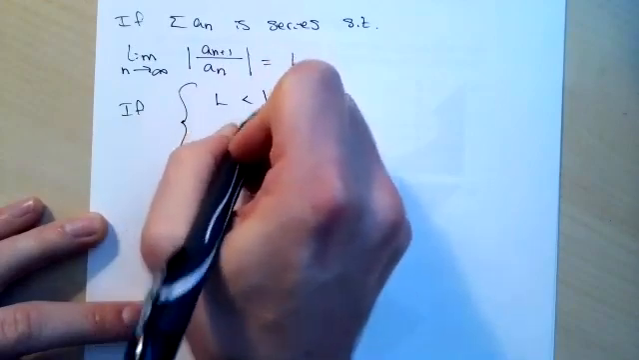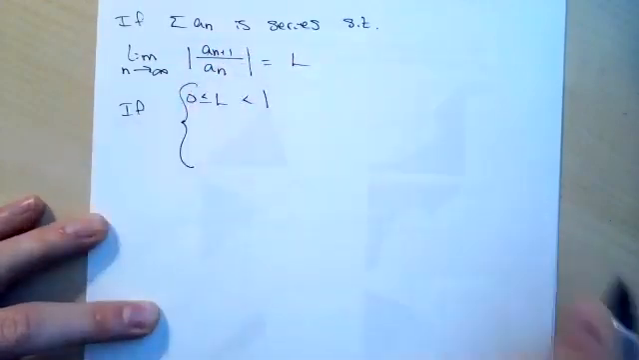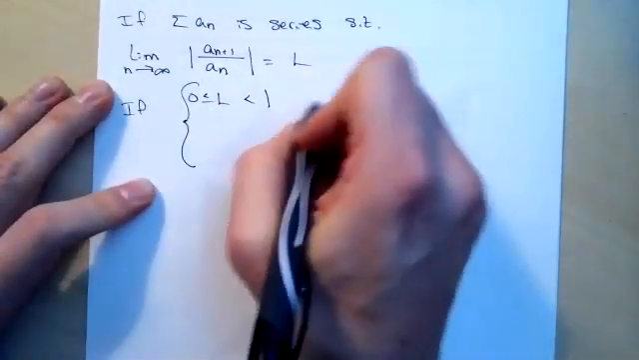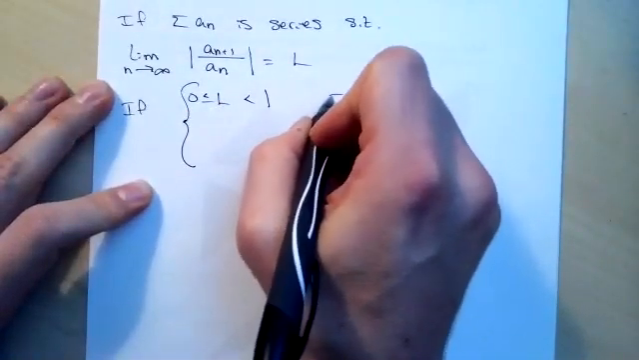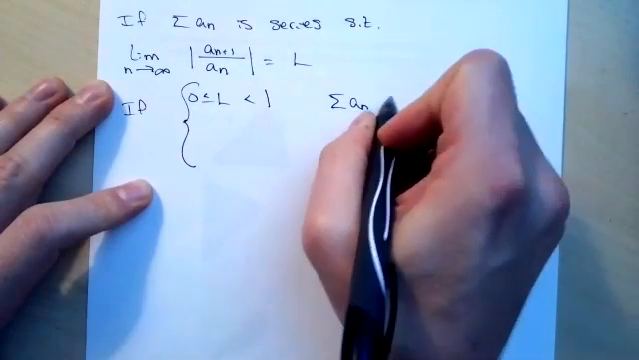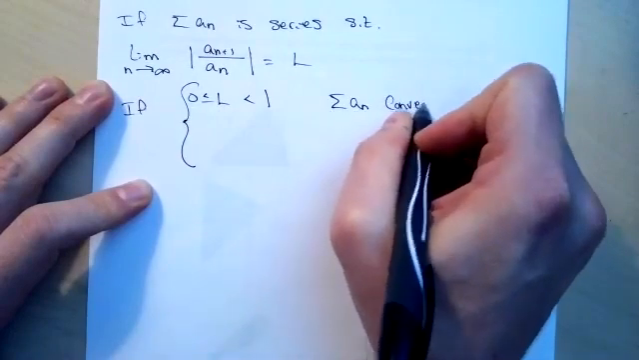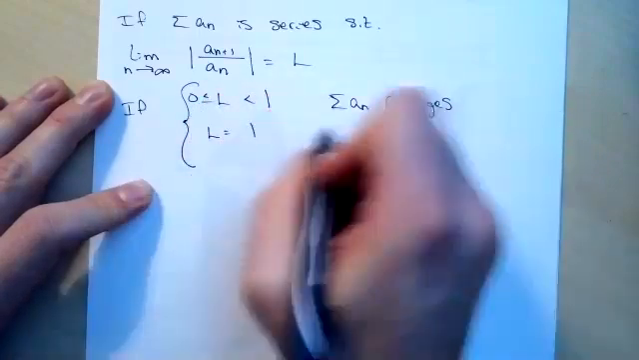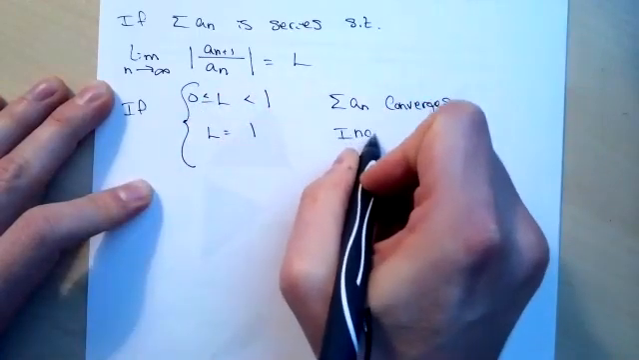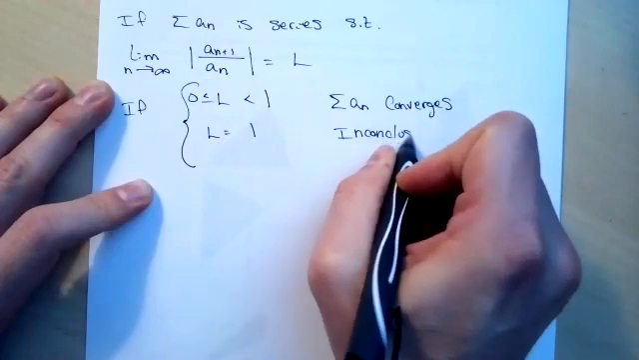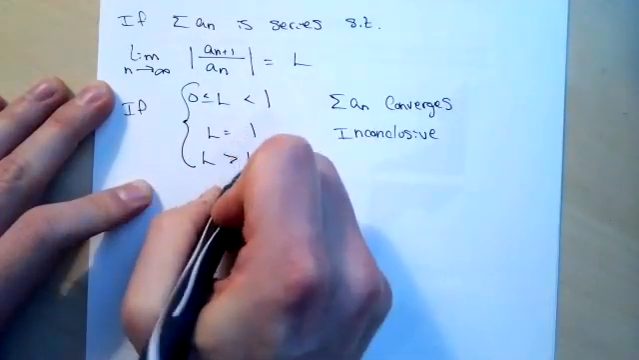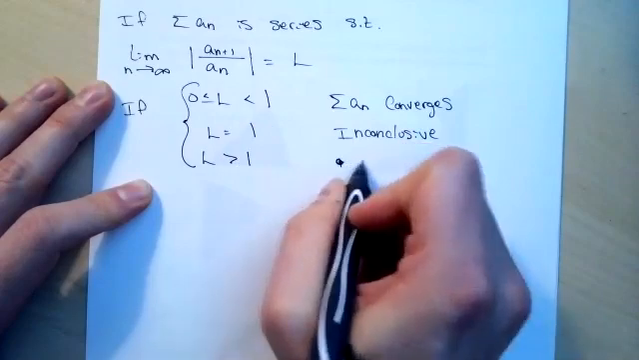And then we just have, if L is less than 1, and L is always going to be bigger or equal to 0 since we're taking absolute values, the series converges. L equals 1, inconclusive. And L bigger than 1 diverges.